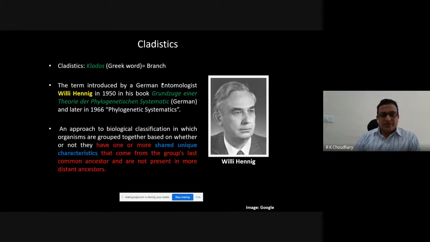Here, he proposed that it is an approach to biological classification in which organisms are grouped together based on whether or not they have one or more shared unique characteristics. I think you'll understand later what is meant by shared unique characteristics that come from the group's last common ancestor and are not present in more distant ancestors. They are talking about character evolution and how characters are shared in a particular group. So he proposed this idea of cladistics in 1950 itself.